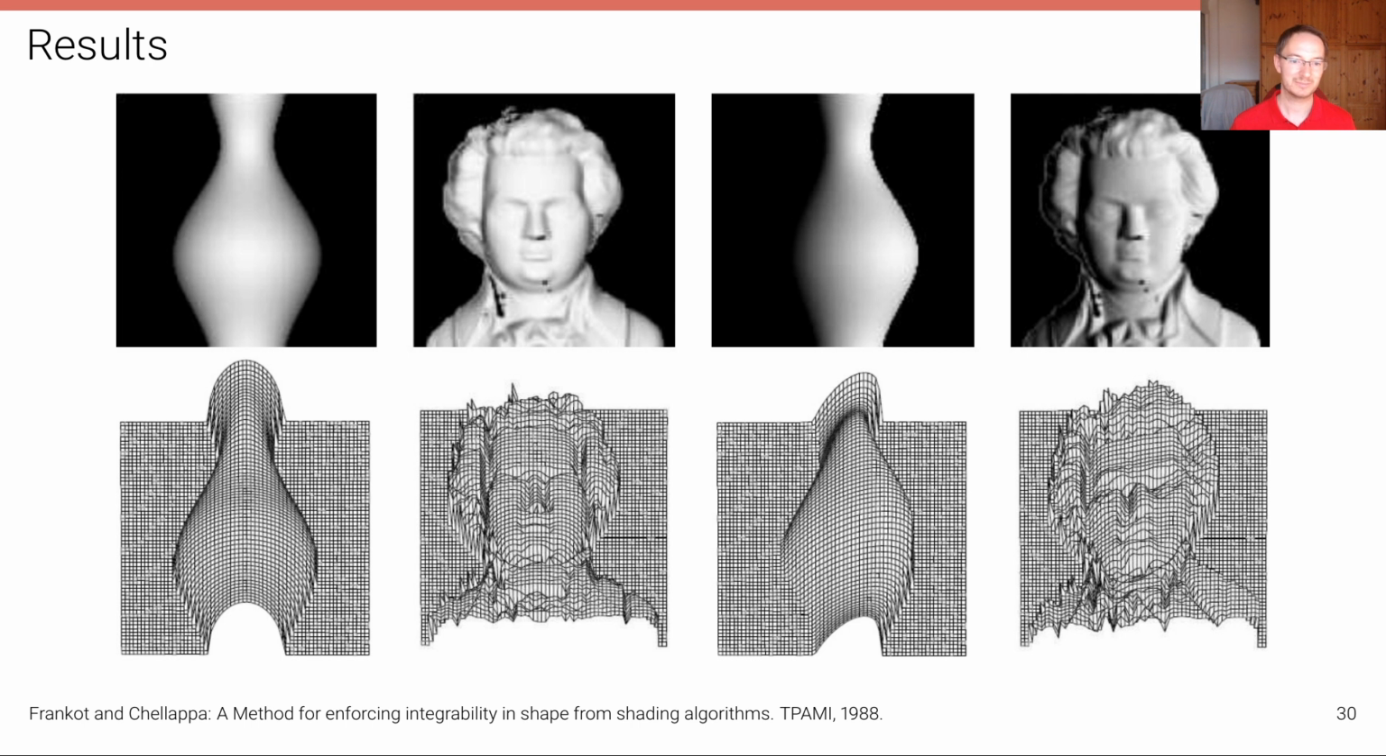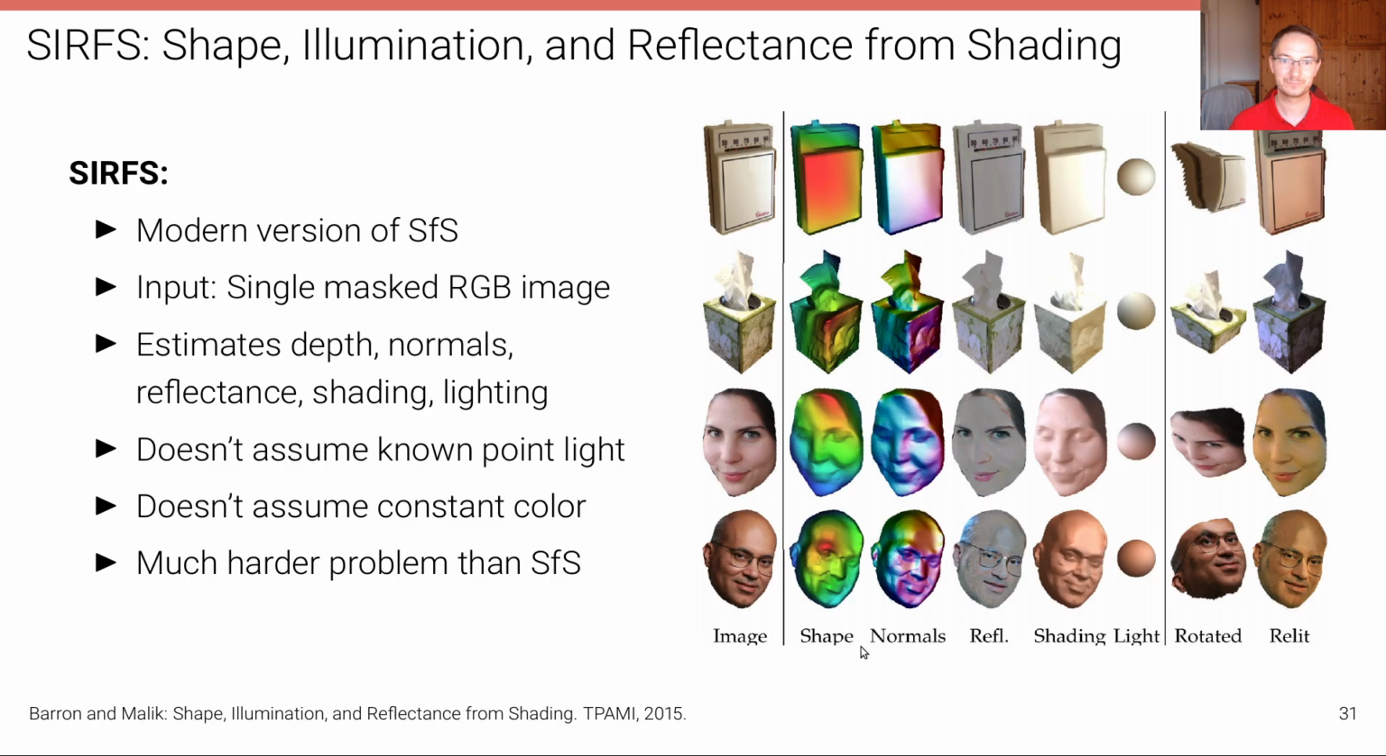Now, let's look at some results. So here on the top, we can see the input image, and at the bottom, the respective reconstruction after converting the gradient field into a depth map or a mesh. You can see that we can actually recognize something from that mesh. We can recognize the shape, but you can also see that depending on where the light source is located, you introduce certain biases into the reconstruction. So it's a very difficult problem.